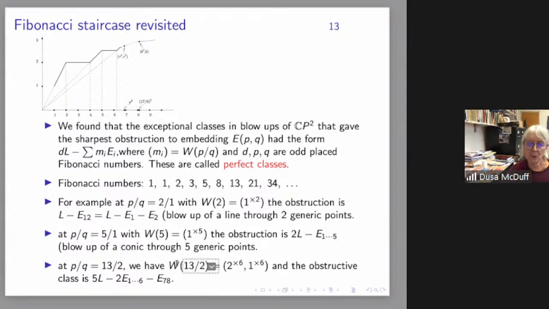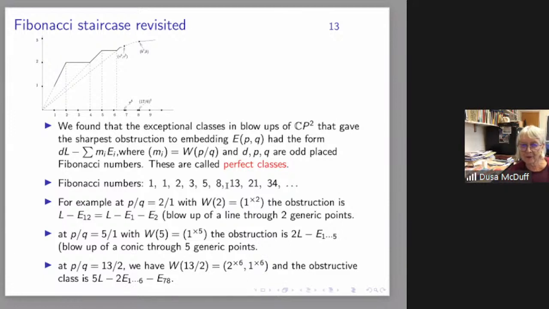And so the weight expansion of 13 over 2, well, we start with 6 lots of 2s, and we have, actually, this is a misprint. This should be 2 1s. We have 2 1s at the end. And the obstructive class is degree 5, and you've got 6 exceptional divisors with coefficient 2, and then 2 more exceptional divisors with coefficient 1. So that corresponds to this weight expansion, if I'd corrected that.